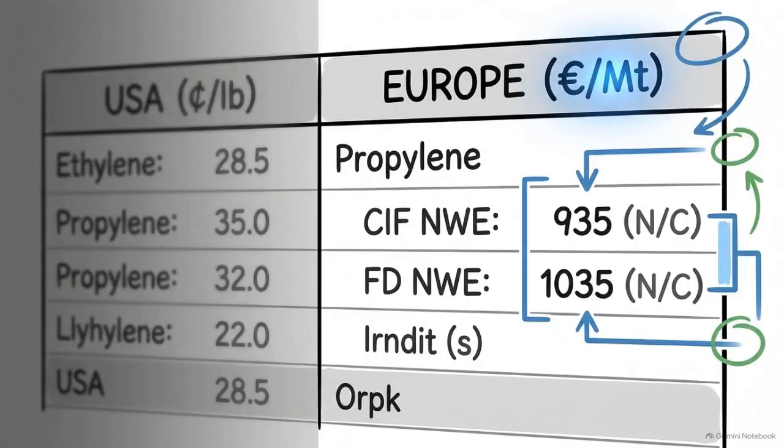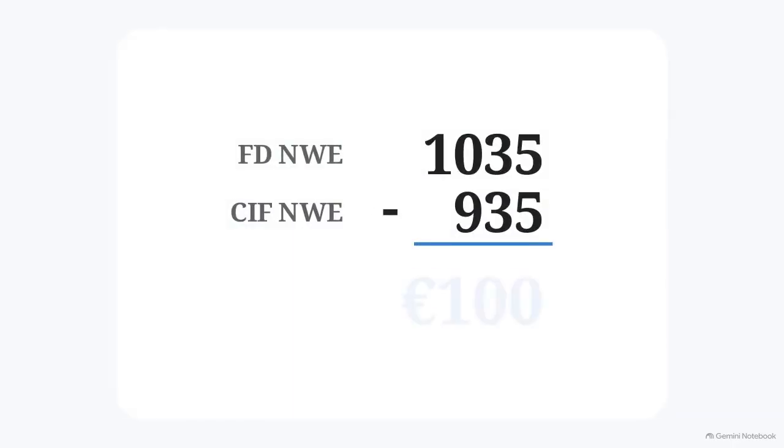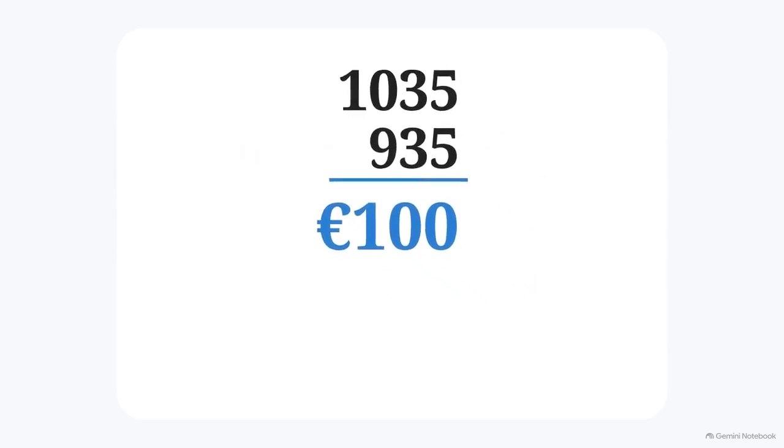The European data shifts the measurement into euros per metric ton. The European propylene market shows a specific price spread: CIF Northwest Europe at 935 and FD Northwest Europe at 1035. CIF indicates delivery is covered only to the regional port. FD requires the seller to manage the final inland transport to the buyer's facility. The €100 difference between these two quotes is the mathematical premium required for final inland logistics.